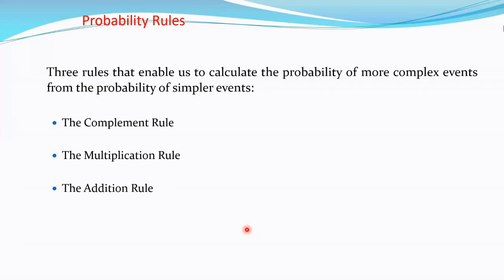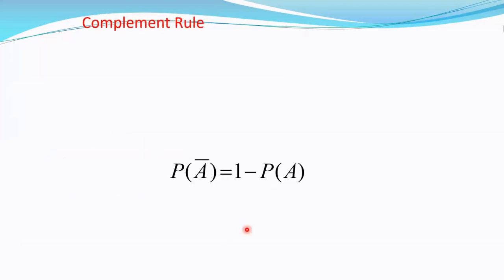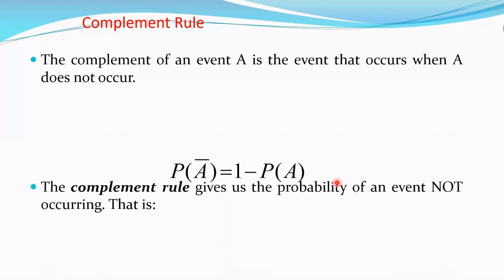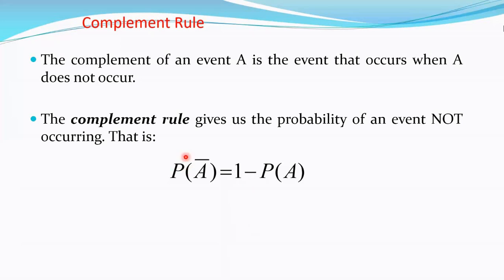The complement rule, the multiplication rule, and the addition rule. If events are not mutually exclusive, or if events are not independent, then how can we calculate? For the complement rule, we already learned that, right? That is, if the event does not occur. So the complement rule is: the probability of A complement is 1 minus the probability of A. If the probability of A is known, then you can calculate the probability of A complement. So the complement rule gives us the probability of an event not occurring.